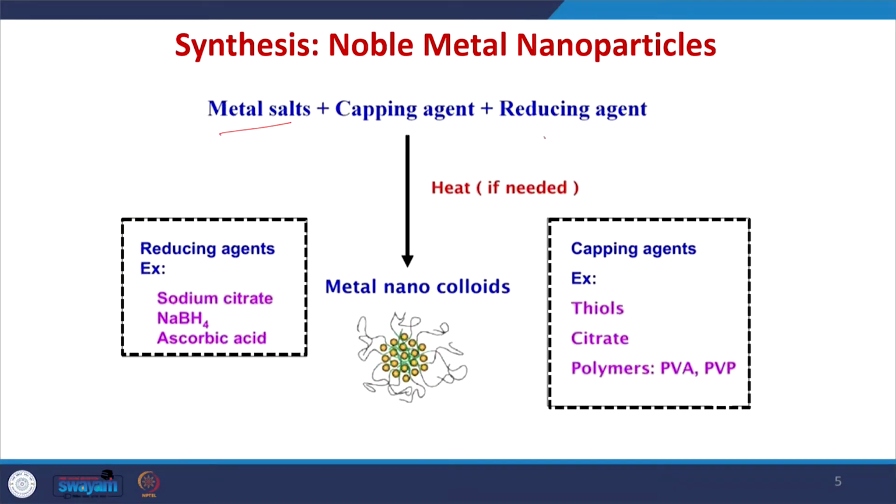To synthesize metal nanoparticles, we need three important components. The first one is metal salt, the next one is reducing agent. The reducing agent will reduce your metal salt into metal nanoparticle, but these metal nanocolloids will be highly unstable. To make a more stable nanoparticle, we have to add a capping agent or stabilizing agent, which will stabilize these metal nanoparticles to stay for a longer duration. Some examples of reducing agents are sodium citrate, sodium borohydride and ascorbic acid. And some examples of capping agents are thiols, citrate and polymers like PVA, that is polyvinyl alcohol. By using this, we can make the metal nanoparticles.